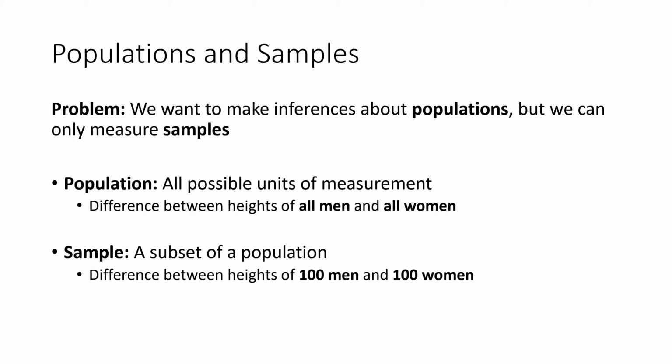This brings us to the problem that we're faced with, which is that we want to make inferences about populations, but all we can really know about are samples. As a quick review of the definitions of these terms, a population represents all possible units of measurement. So this would be something like the difference in heights between all men and all women, whereas a sample is just a subset of the population. We can measure 100 men and 100 women, and we want to use that to make inferences that can be applied to all men and all women.